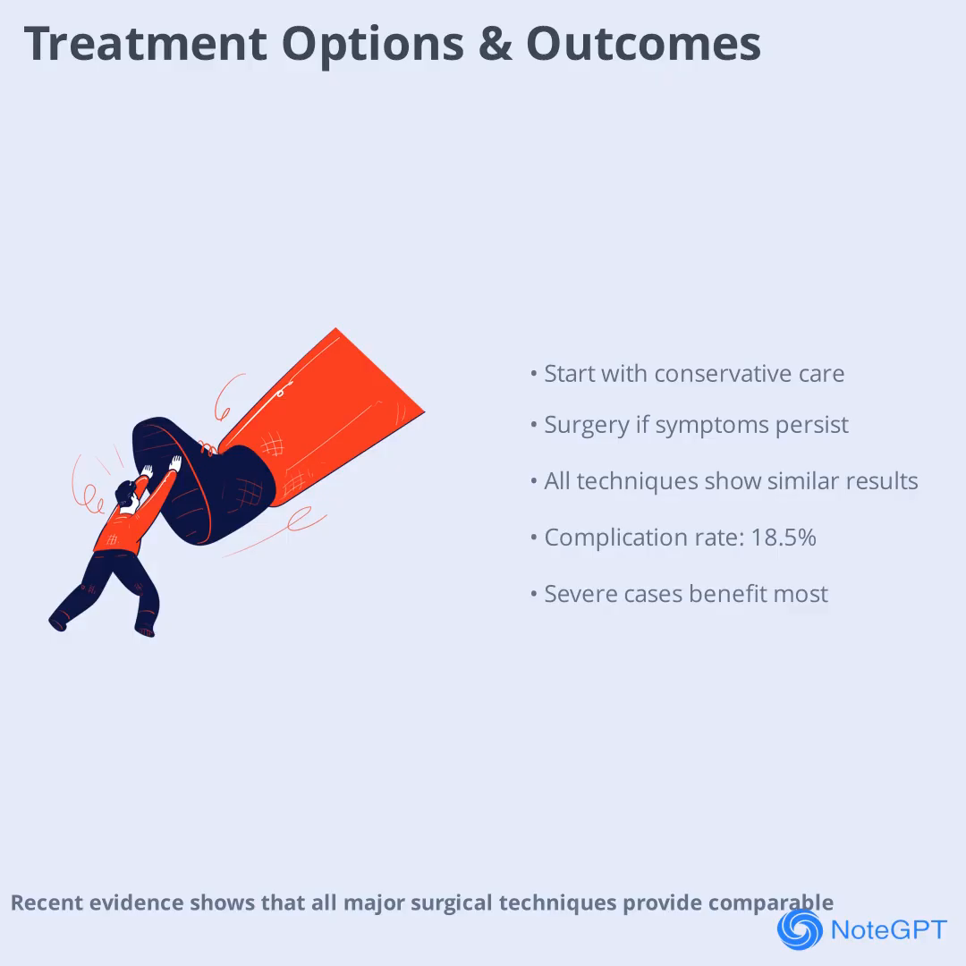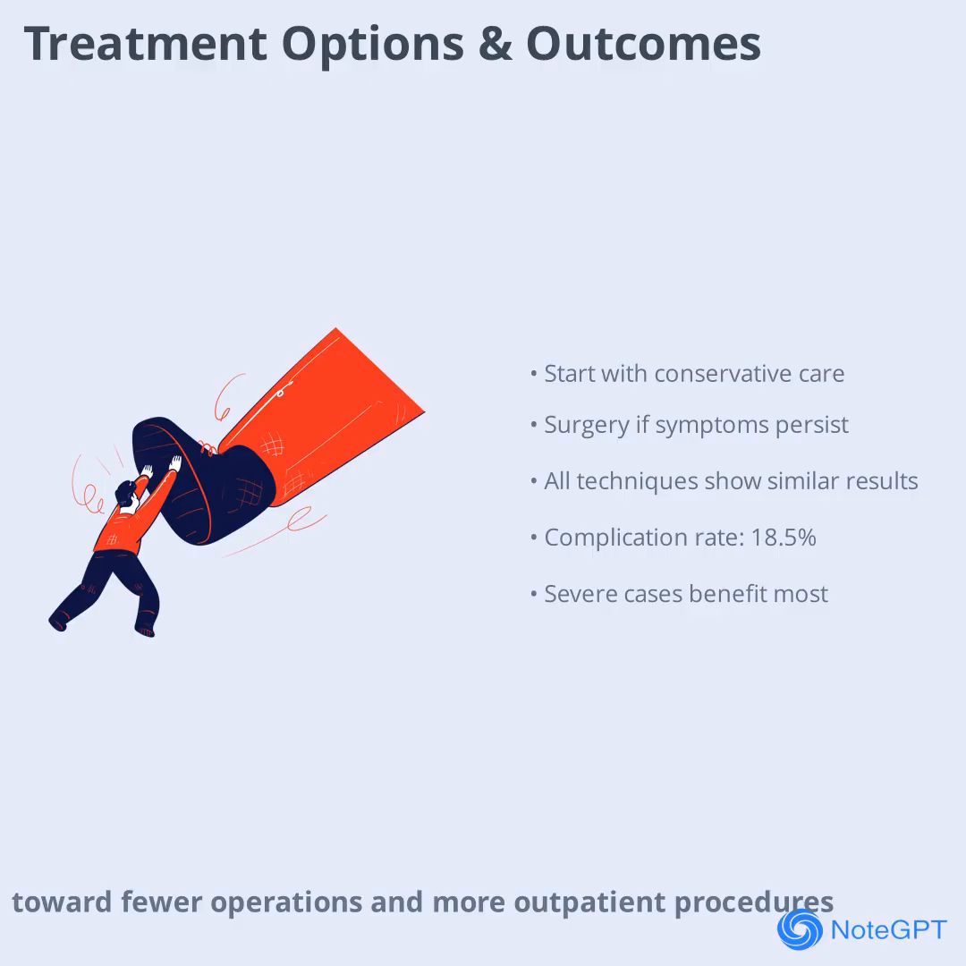Recent evidence shows that all major surgical techniques provide comparable correction of the deformity and similar improvements in patient-reported outcomes, as measured by the AOFAS score, which typically improves by about 34 points after surgery. Complications occur in roughly 18.5% of cases, with metatarsalgia, recurrent deformity, and joint stiffness being the most common. Importantly, patients with more severe deformities and greater functional impairment tend to benefit most from surgery.